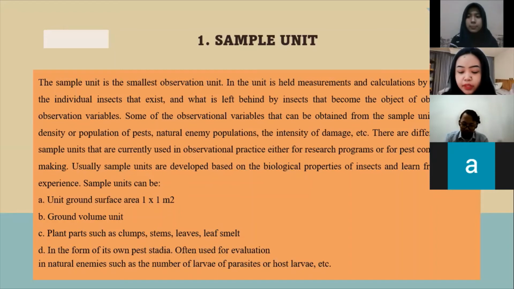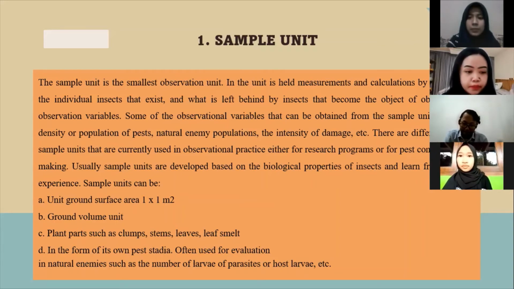Usually sample units are developed based on the biological properties of insects and learn from previous experience. Sample unit can be: A. Unit ground surface area, 1 times 1 meter. B. Ground volume unit. C. Plant parts such as clumps, stems, leaves, and leaf sheath. D. In the form of pest stadia, often used for evaluation in natural enemies such as the number of larvae of parasites or host larvae, etc.